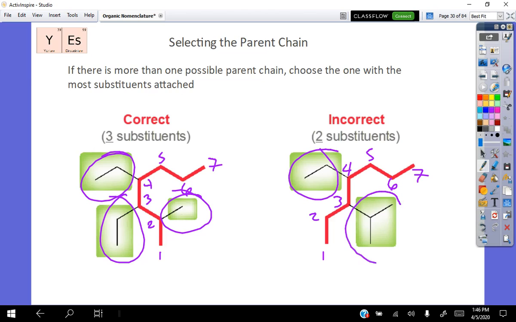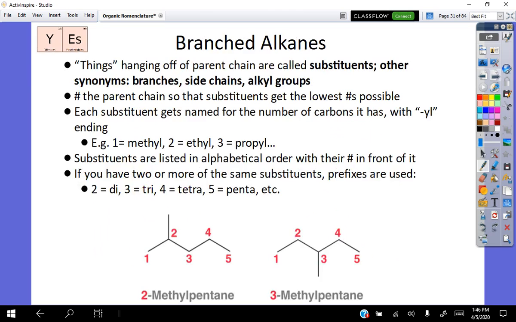This one over here only has 2 branches sticking off of the chain and is not going to be as easy to name. So we want to use the one with more branches. Speaking of branches, those are the things hanging off of your parent chain. They can be called substituents. You can also call them side chains or alkyl groups. Textbooks refer to them in different ways, and they use all of those terms interchangeably.